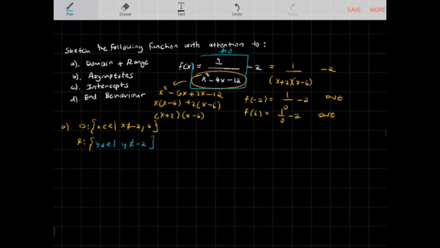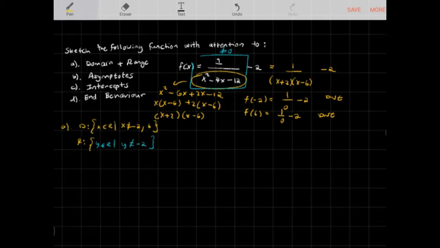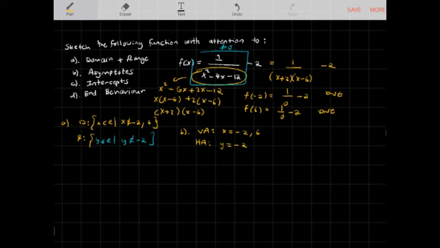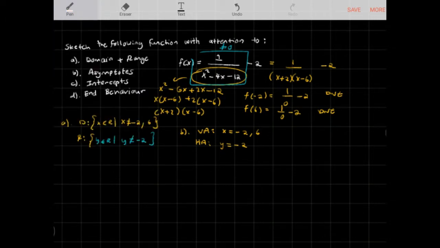Okay? So now that we have our domain and range, what we want to do next is look at our asymptotes. So our vertical asymptotes are the restrictions on the domain, so x is equal to negative 2 and 6, and our horizontal asymptote is the restriction on the range, in this case y is equal to negative 2. Okay, so we have our asymptotes. What I want to do now is create a generalized sketch with the asymptotes. So I'm just going to do that here.